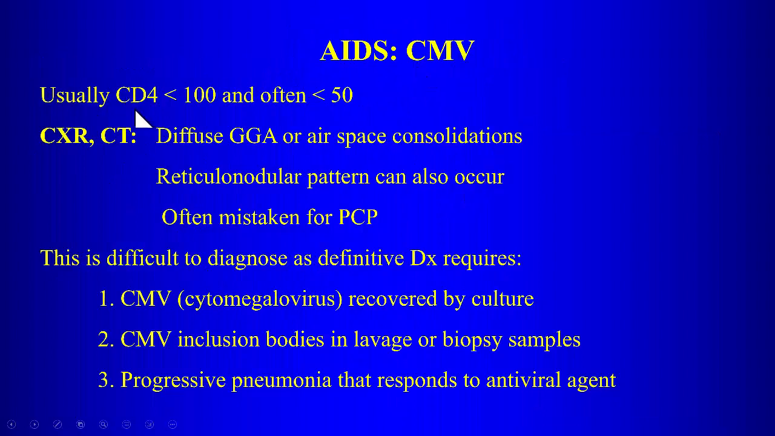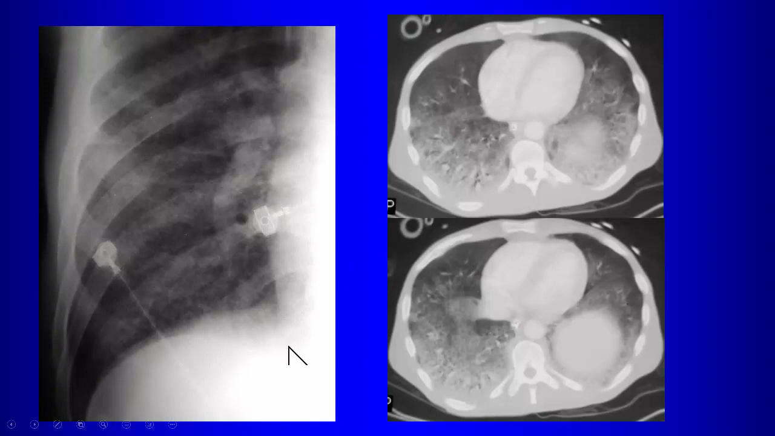Other infections associated with low CD4 count: CMV, that gives you a nonspecific appearance of diffuse ground glass opacity, can often be mistaken for pneumocystis, but difficult to diagnose as it requires CMV recovered by culture, CMV inclusion bodies, progressive pneumonia that responds to antiviral therapy. So it's a difficult diagnosis to make. Many times the patients are also superinfected with CMV in addition to whatever other infection that they might have. But this can also give you ground glass consolidations.